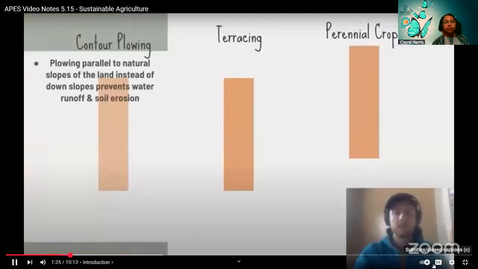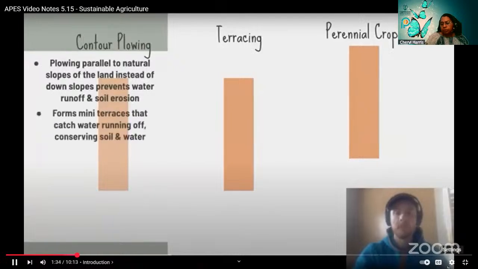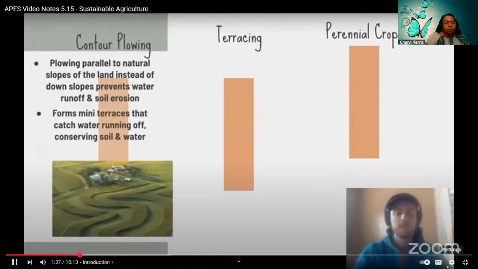So contour plowing is a method of soil conservation that involves plowing your agricultural lines parallel to your slopes instead of down your slopes. That's going to form kind of mini terraces that will catch water running down the slopes, carrying that precious topsoil. This is a picture of it so we can kind of understand that it makes these nice terraces. And again, these just act kind of like little guards to catch soil that's running off.